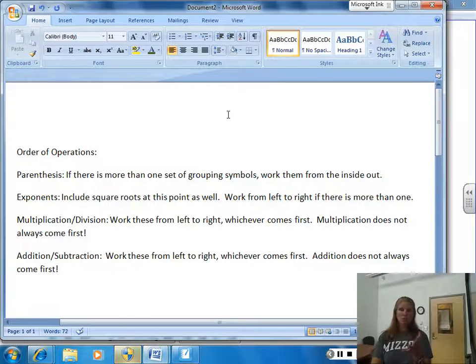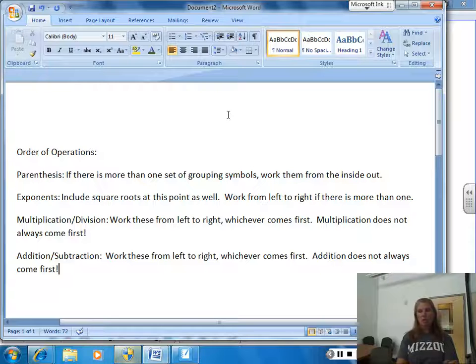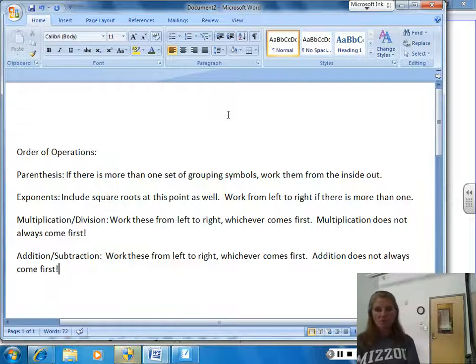If I went too fast and you didn't get a chance to write all that down, write it down. Then back it up and listen to me say it again, and just listen without having to write it down. Get it written down and listen to it so that the order of operations makes sense to you. And we're about to jump in and work a bunch of problems using the order of operations.